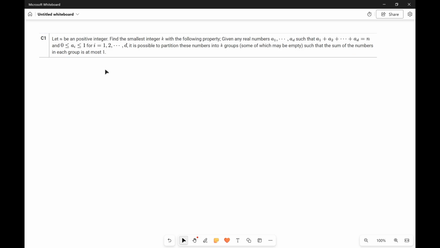So let's start off slow. We're going to start off with the smallest positive integer n, which is n equals 1. Then we just have that a1 plus all the way to plus ad is equal to 1. And we can just place everything into one group. So that gives k is equal to 1.